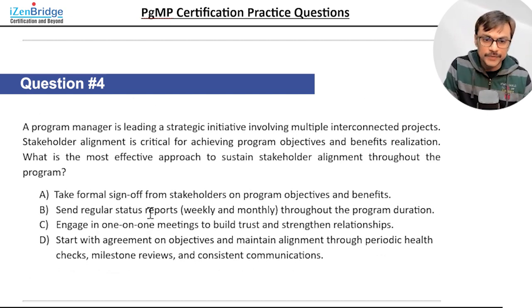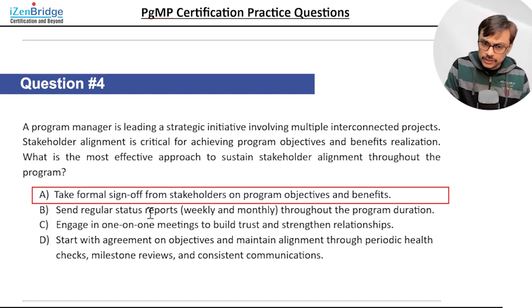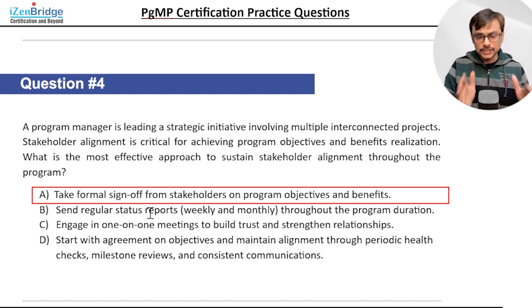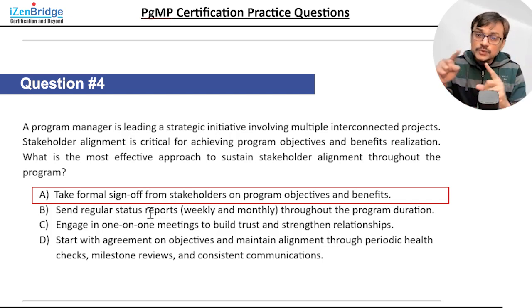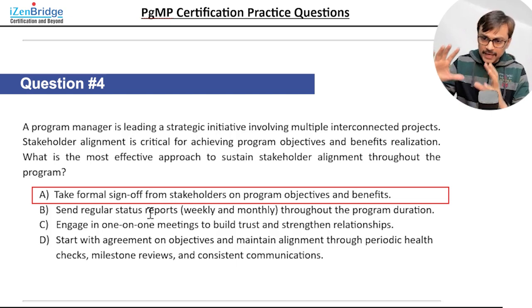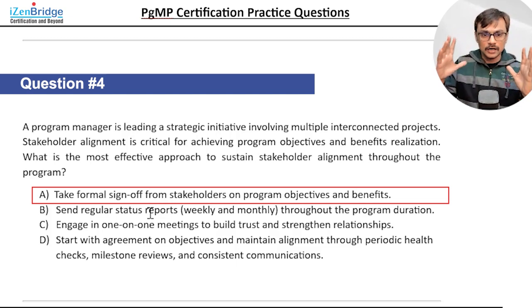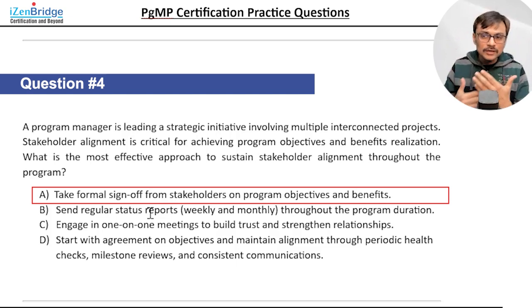Let's see the options. Take a formal sign off from the stakeholder on program objectives and benefits. Not a bad idea. We do need to set the right expectation. But the question was asking about continuous engagement. We may have a benefits matrix as identified. We may have the program charter signed off. We may have a business case approved, and we use that as an understanding and foundational artifact. But overall, on a regular basis, we should have some mechanism and continuous interaction. So I look for a better option.